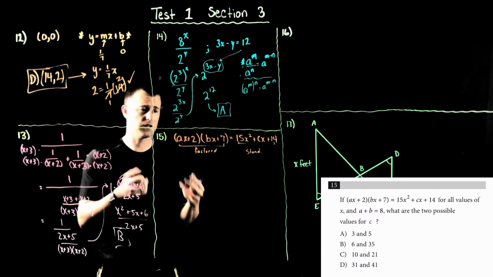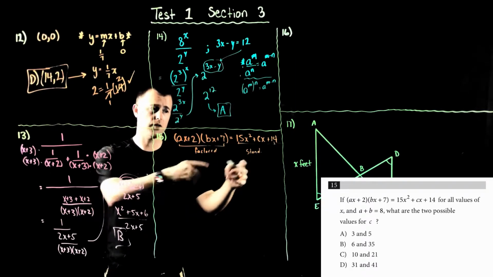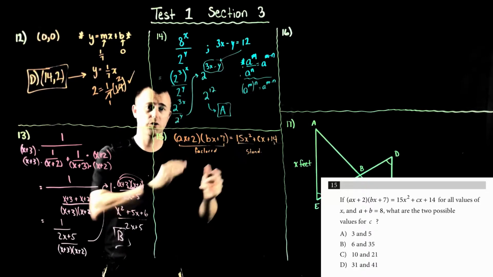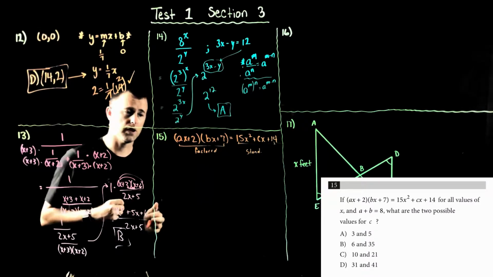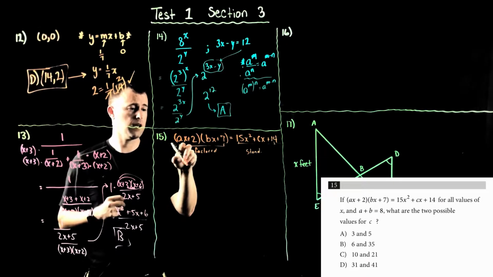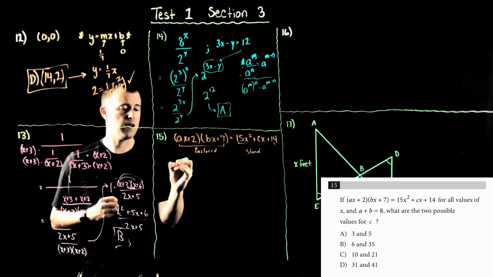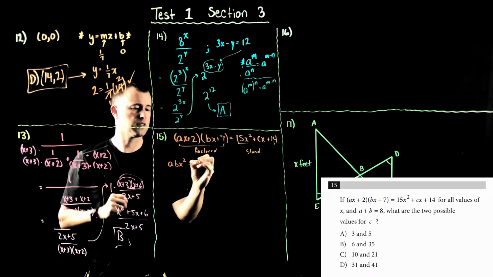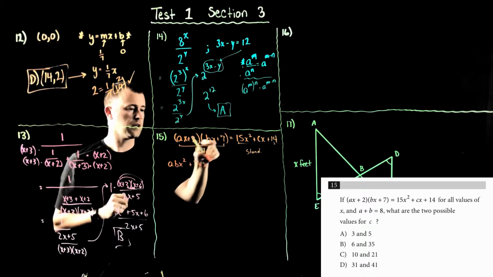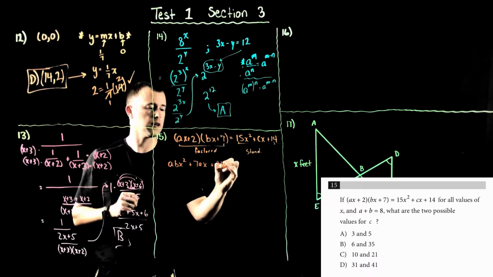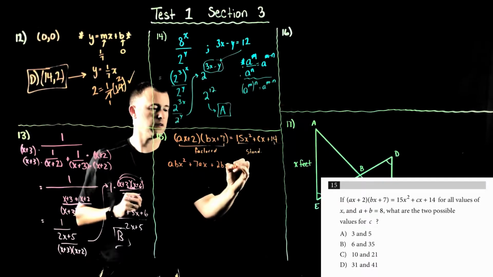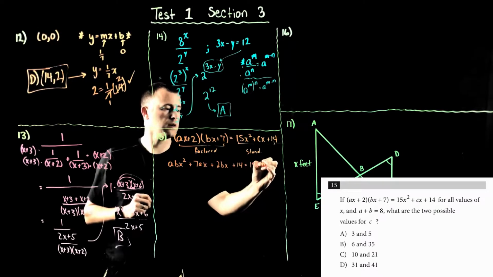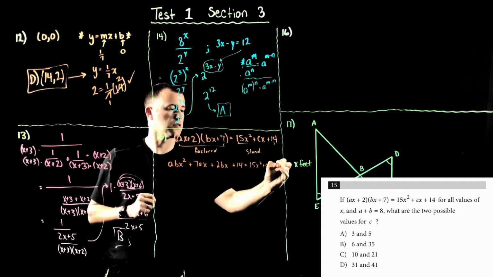So our next best bet is to go ahead and multiply this side out so I can get the left-hand side into standard form so I can match those coefficients up. So I'm going to go ahead and multiply this out. So that means I'm going to FOIL this. AX times BX is going to be ABX squared. My outside terms are going to be plus 7AX. My inside terms are plus 2BX, and my constant is 14. And again, remember this equals 15x squared plus cx plus 14.